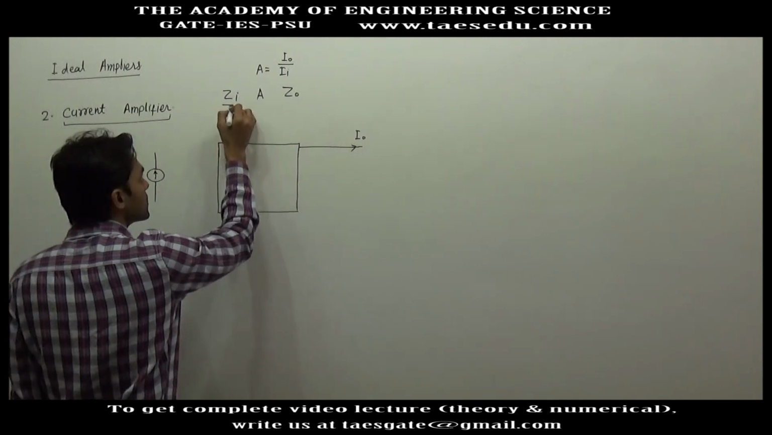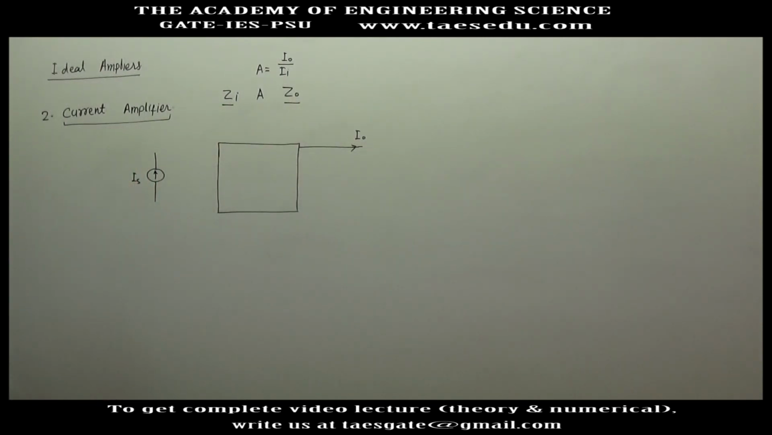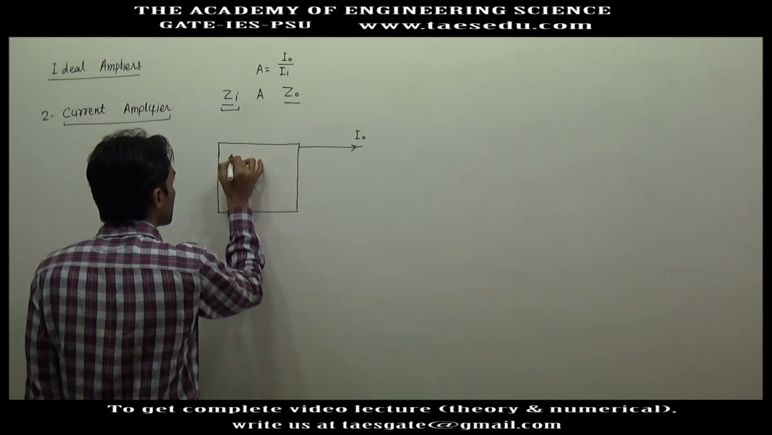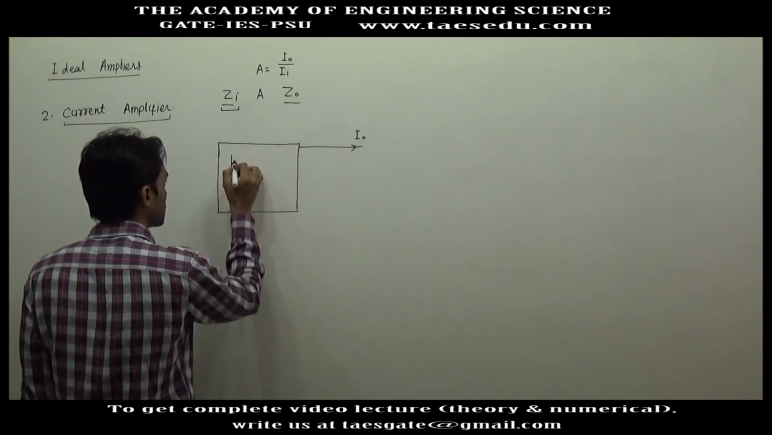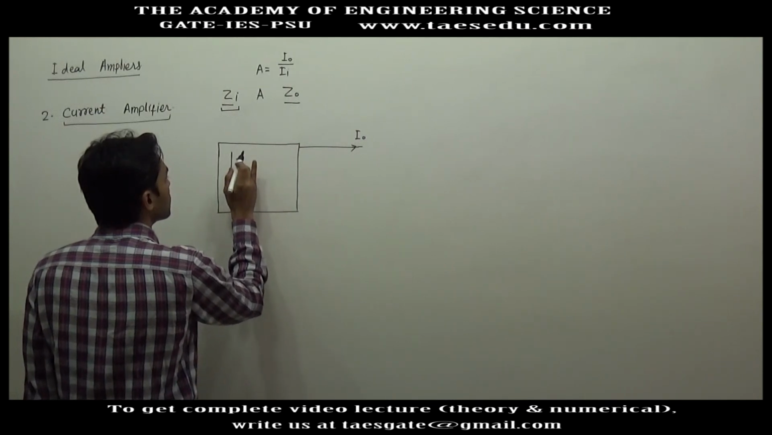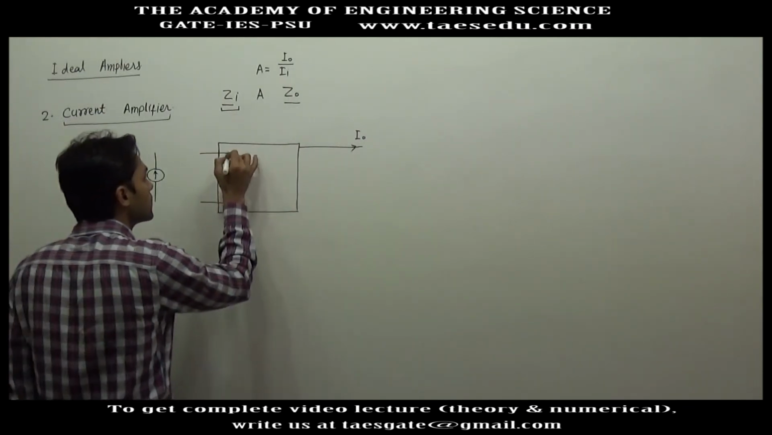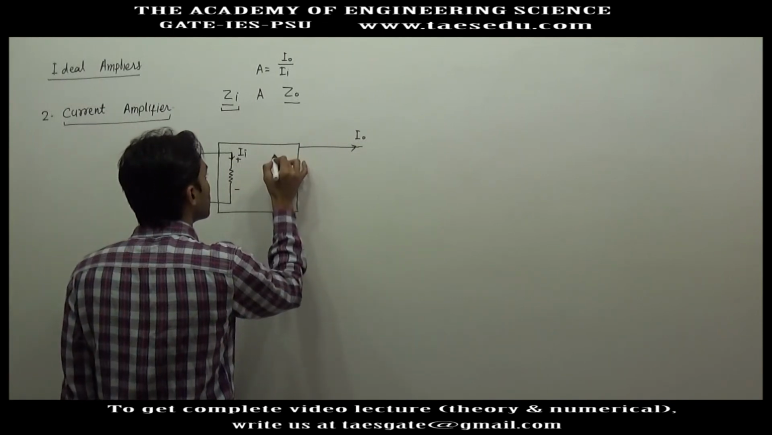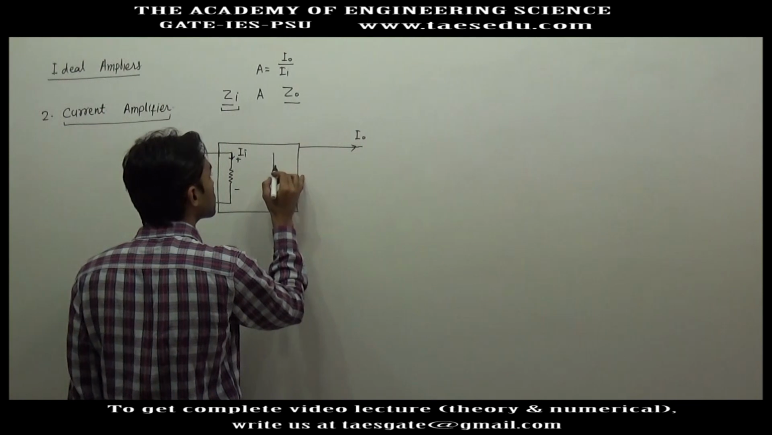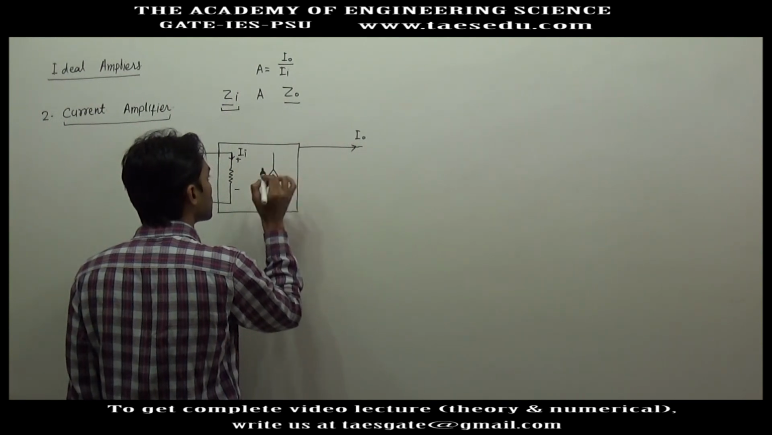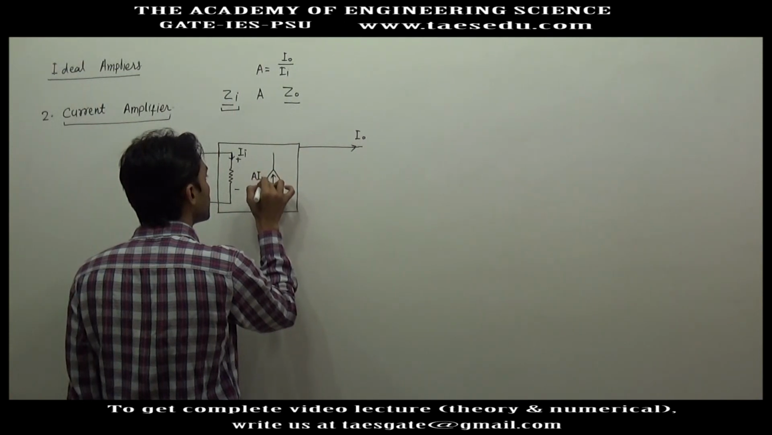Now we have to connect Zi and Z0 in proper way according to the definition of input impedance and output impedance. So what is Zi? Zi is nothing but the voltage across the amplifier divided by the current taken by it. So Zi will always be connected across the input such that all the voltage appears across Zi, and this will be the input current to the amplifier. If this is input current, we will have a current dependent current source, and this will be gain into input current.